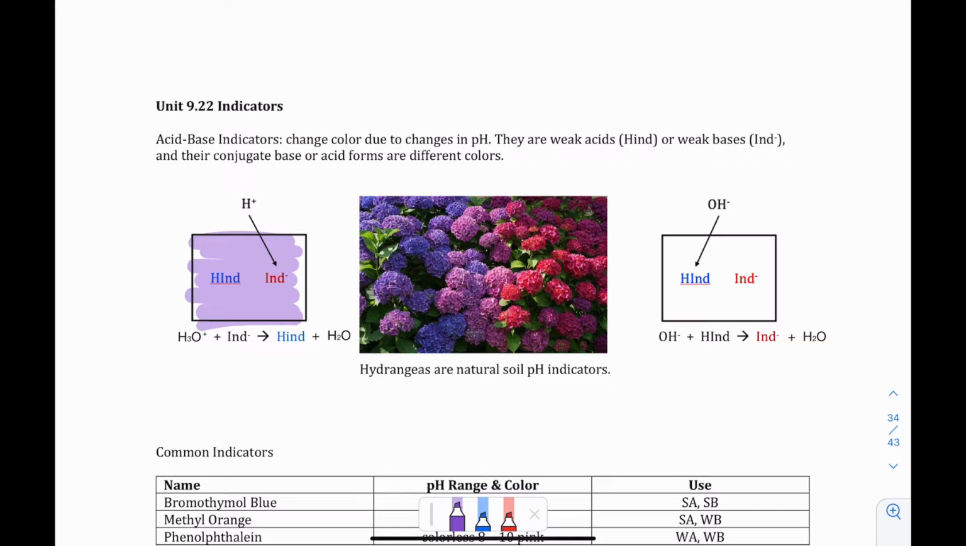Now if we add an acid, we're essentially adding H+ to the solution. The H+, or H3O+, reacts with the red base form of the indicator and turns it into the blue acid form of the indicator, so the solution will turn blue.